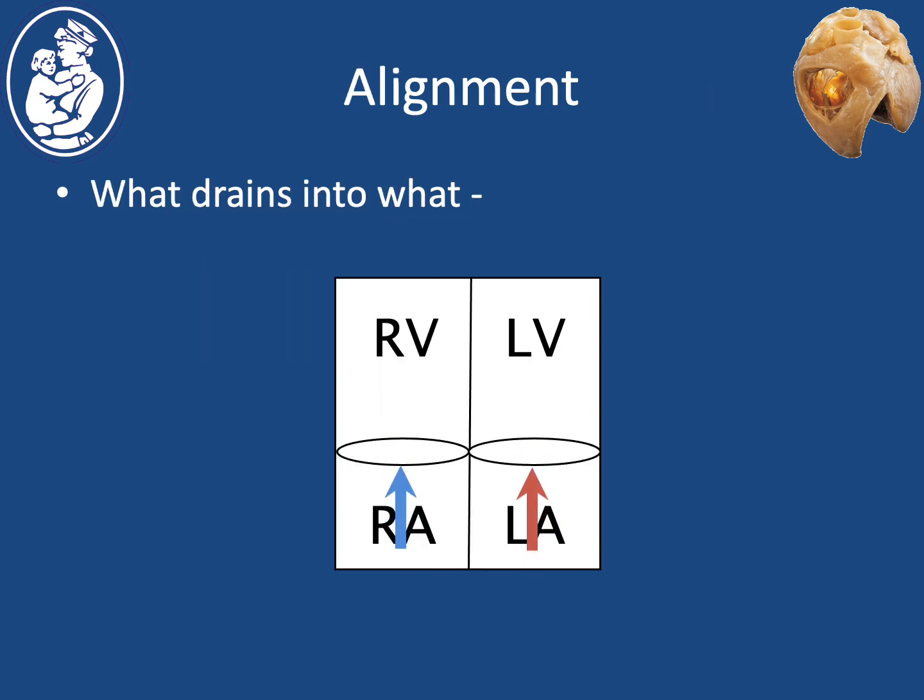Alignment is another very important concept in describing the heart. What we mean by alignment is what drains into what. In this cartoon, you can see that the right atrium drains into the right ventricle and the left atrium into the left ventricle. This is usual alignment, or concordant alignment. This is what we would expect.